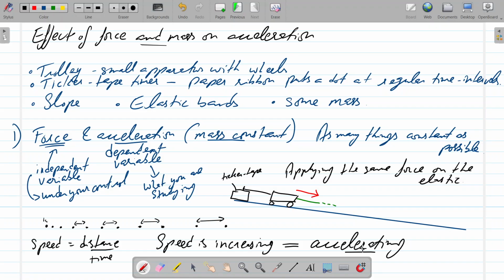Now, this is the first step. Now you want to check, well, if I apply more force, will that have an effect on the acceleration? And so you repeat the experiment with, for example, 2 or 3 elastic bands attached at the same time.